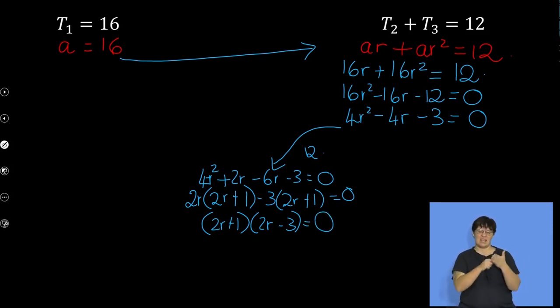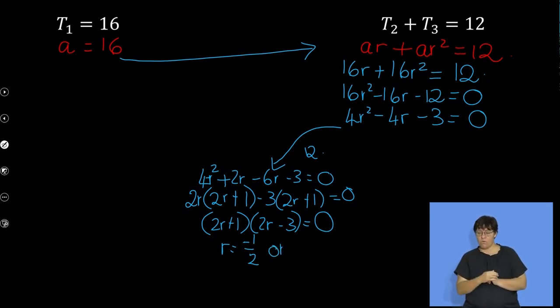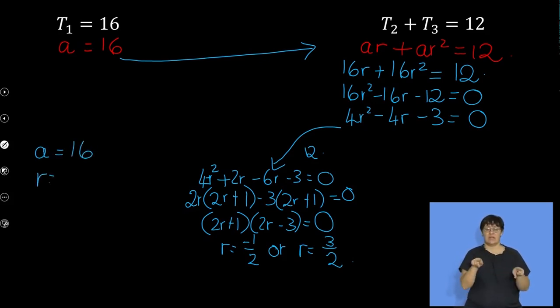You can use your calculators to do another way. So this means that R will be equal to negative 1/2, or R will be equal to 3/2. So if I conclude nicely, A is equal to 16, and R is equal to negative 1/2, or R is equal to 3/2.